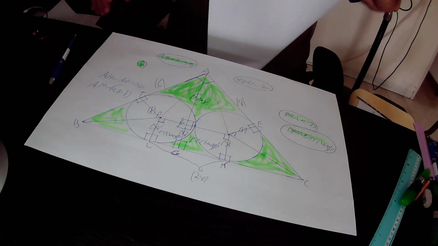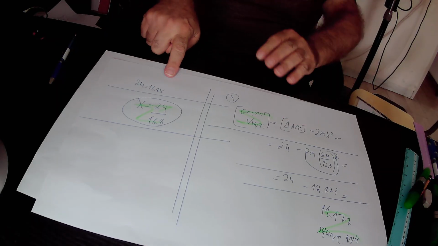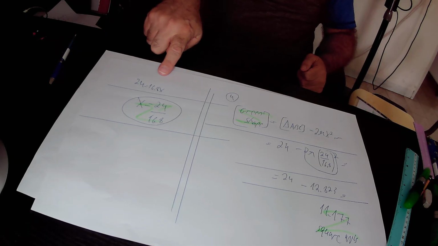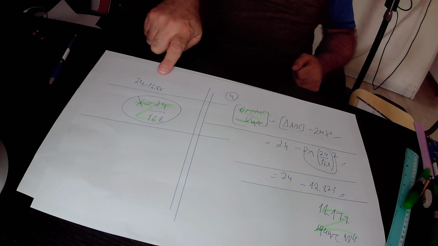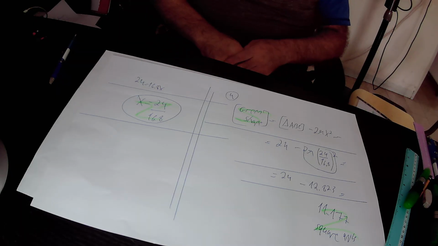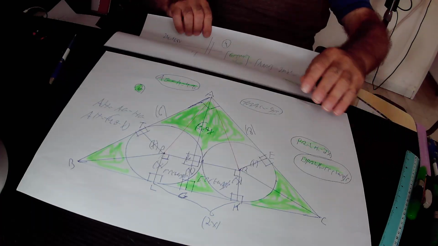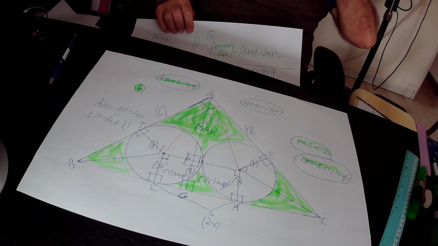Again, we found out that in total 24 equals 16.8x. Here we divided this equation by 16.8, and finally found out that x, the radius of both circles, equals 24 over 16.8 units in length. Our task is to find the area of this green shape. What is the area of this green shape?